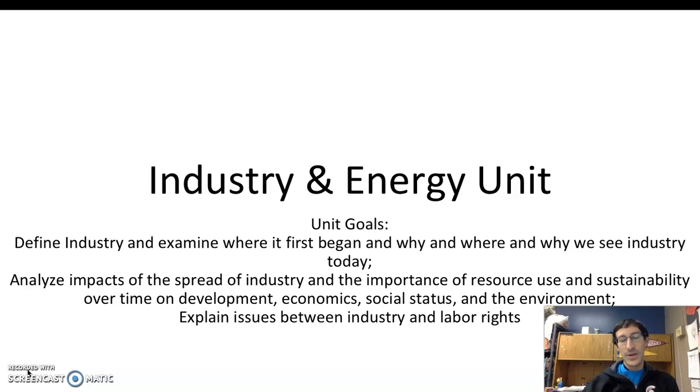If we talk about the Rostow development model, looking at stage 3, the takeoff period, why did it develop in certain countries initially, and then why did it spread to other countries later on? We also want to examine and analyze the impacts of the spread of industry and the importance of resource use and sustainability over time on development, economics, social studies, and the environment, and also explain some issues between industry and labor rights.